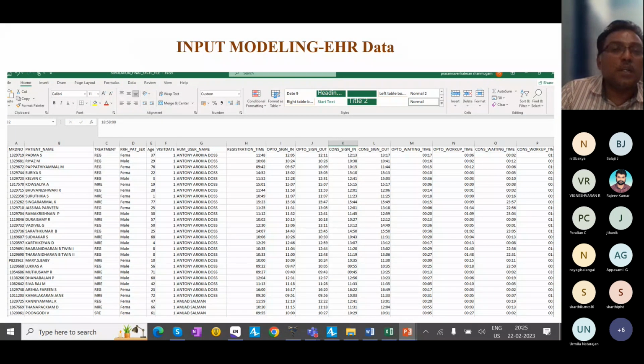And this is the typical data they shared with us. They are categorizing the patients into regular and follow-up. You can see here the patient name, the age, and what time he registered, and these are all automatically generated data. So when he is registering, when he is going to optometry, sign in, optometry sign out, only 6 minutes, then consultation sign in and consultation sign out. So there may be, since 1 hour is not possible, maybe this data is to be cleaned.